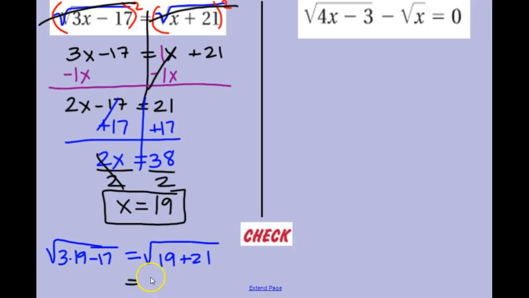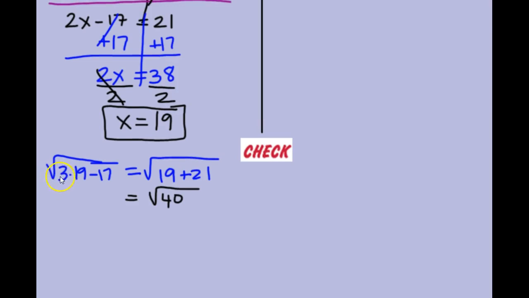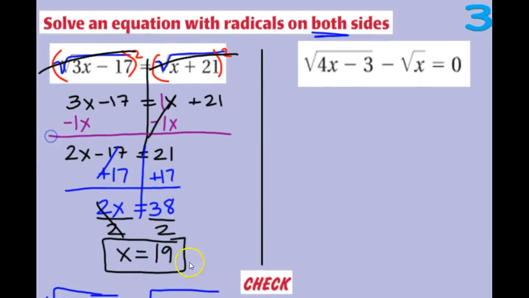I know this side will be a little bit easier, the square root of 40. And on this side, I'm going to plug 3 times 19 into my calculator. I get 57. But then I have to subtract 17. 57 minus 17 is also 40, so square root of 40 equal to square root of 40. I don't even need to solve that because it's the same thing on both sides. I know that's correct. So our answer is good.